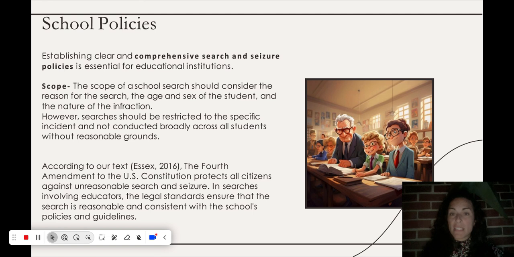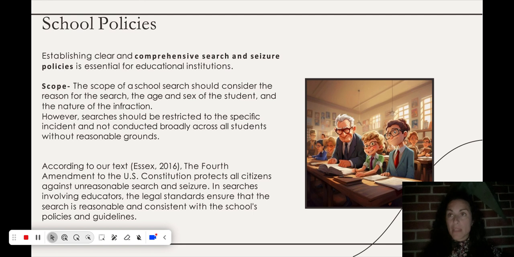So the school policies that we're talking about, it's so important to have clear and comprehensive search and seizure policies in educational institutions. If you do not know what your school's rules are on these, you need to ask, you need to find out, you need to read them, because they will be a little different in each school, especially varying on which age you're teaching. But the scope of a school search should consider the reason for the search, the age and sex, and the nature of the infraction. Searches should be restricted to a specific incident. They should not be conducted broadly across all students.